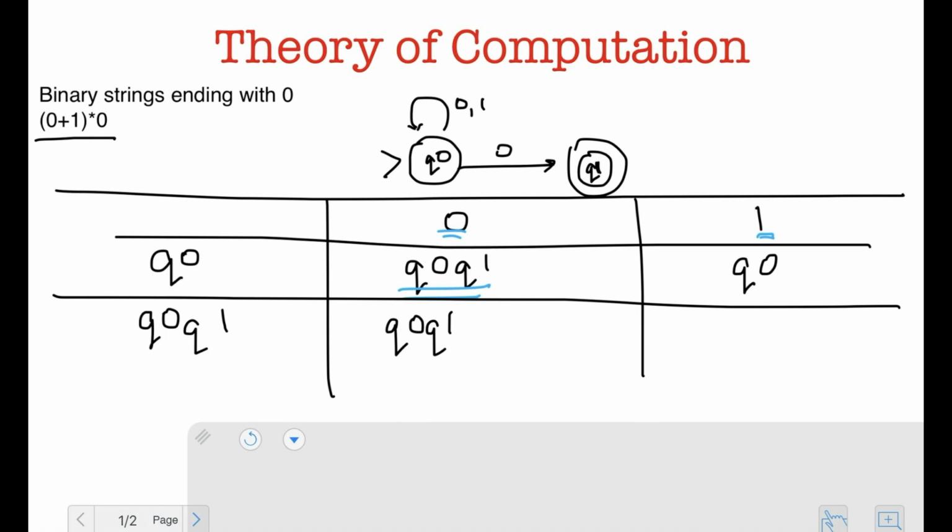And where does it go on a 1? So where does Q0 go on a 1? It goes to Q0 itself. And where does Q1 go on a 1? It doesn't go anywhere, so I leave this part blank as well. So where does Q0, Q1 go on a 1? It goes to just Q0. And now I'm ready to draw the DFA for this.